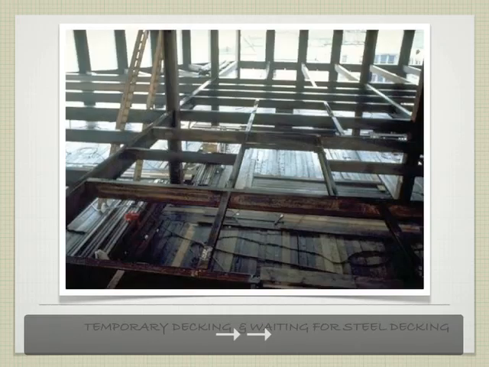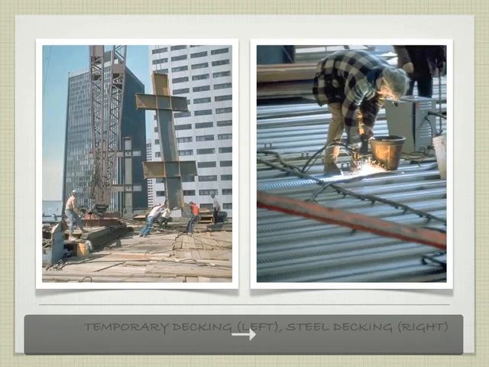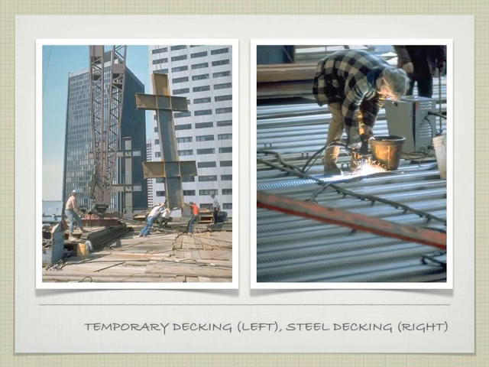So let's go forward. Here's an example. We've got our temporary decking. Actually, this slide should have been back a ways before we got to the other decking. These are just planks getting ready for the steel decking. They would then take these out and put the steel decking in. So on the left here, we've got our temporary planks. On the right, we've got the steel decking in place.